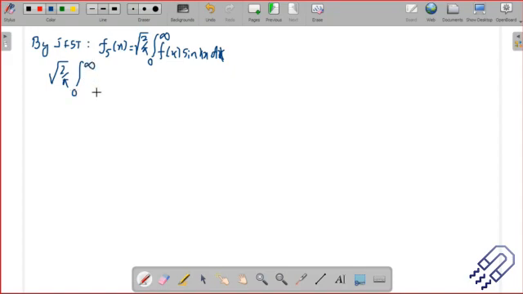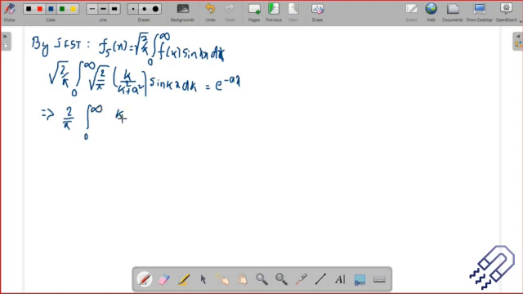And what was my F(k)? The Fourier transform I got on the previous page was 2 divided by pi into k divided by k square plus a square, and we have sine kx dk. I'm going to take f(x) on the other side, e to the power minus ax. So this multiplied gives 2 divided by pi, integral from 0 to infinity of k sine kx divided by k square plus a square dk, is equal to e to the power minus ax.